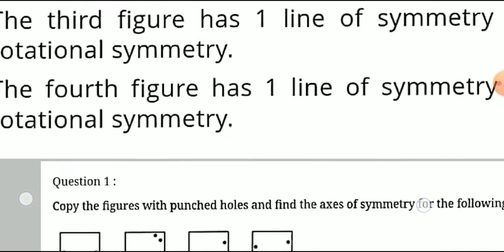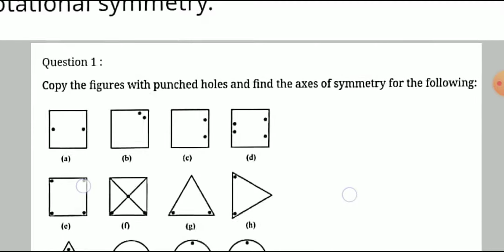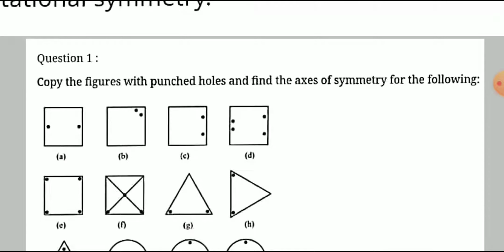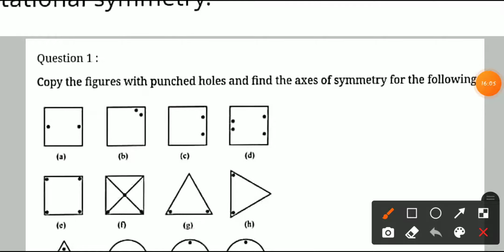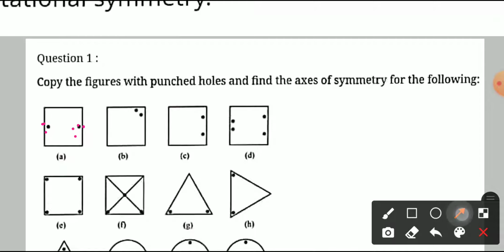Now exercise. Question number 1. Copy the figures with the punched holes and find the axis of symmetry for the following. So see, it is saying when you meet these two dots, the punched holes, where you will get the line. So if you fold it, you will get the line vertically.